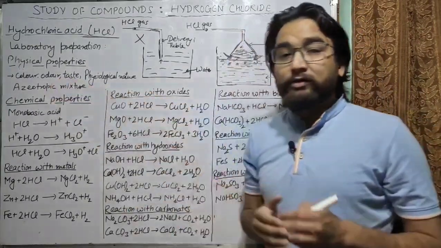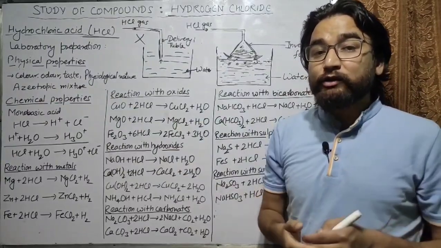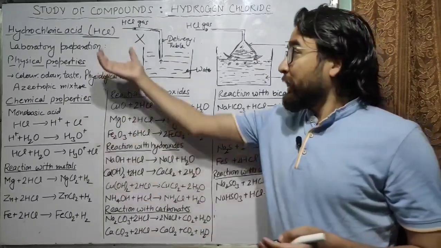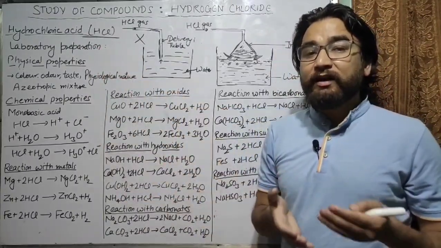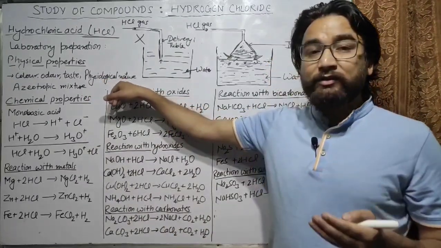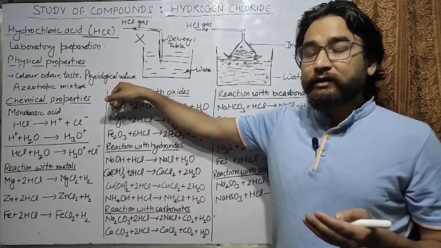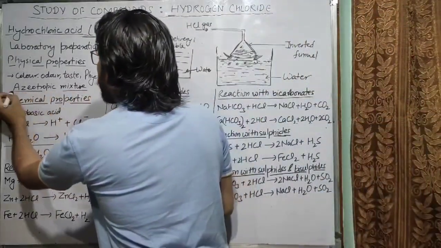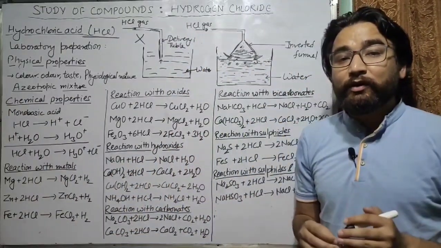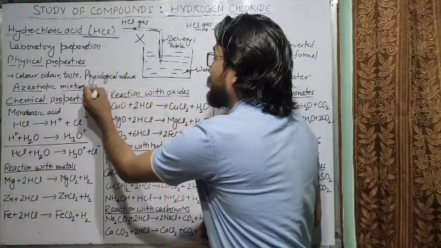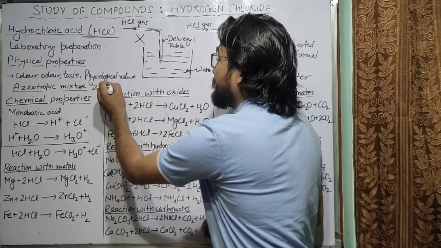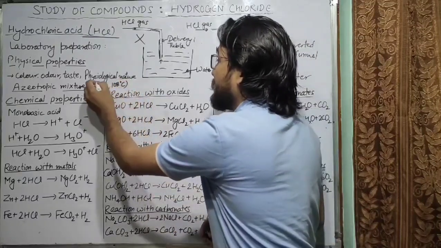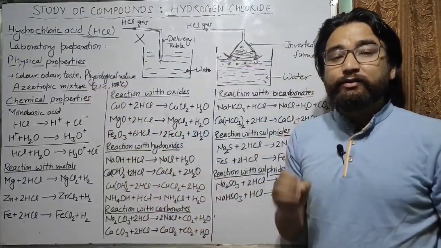Now if we talk about its odor, it has a pungent odor like hydrogen chloride gas. If we talk about its taste, the aqueous solution of hydrogen chloride, that is hydrochloric acid, has a sour taste. Now if we talk about its physiological nature, it is quite corrosive in nature like hydrogen chloride gas, and it also forms an azeotropic mixture with water at about 21%, and the boiling point of the azeotropic mixture is about 108 degrees Celsius. Now the question is, what is an azeotropic mixture?